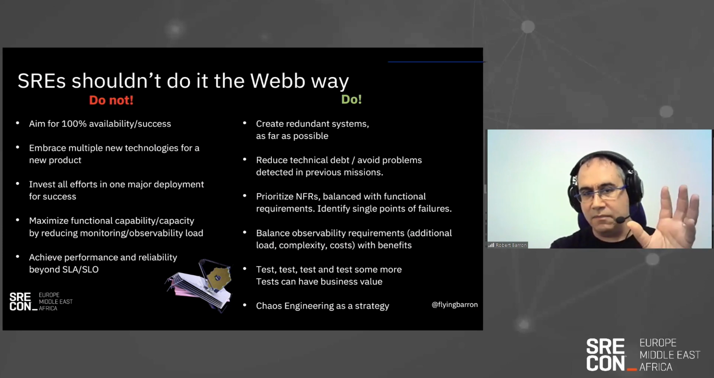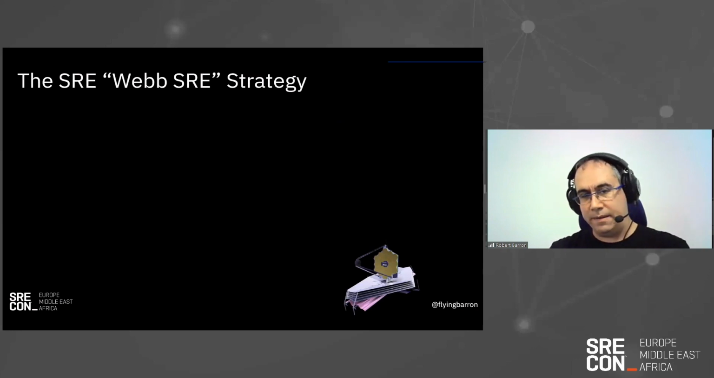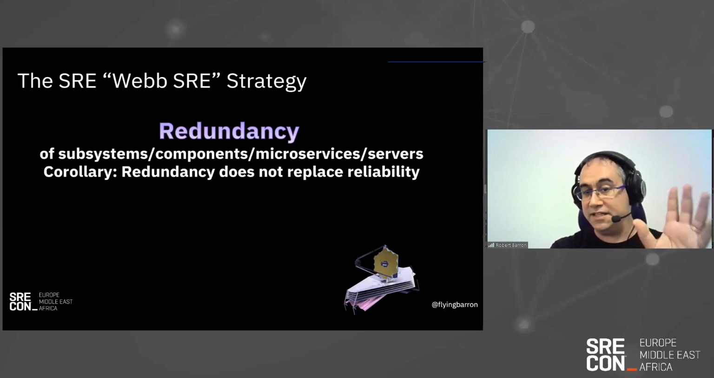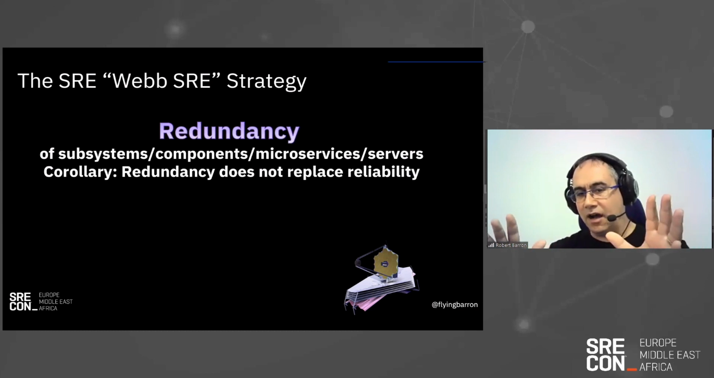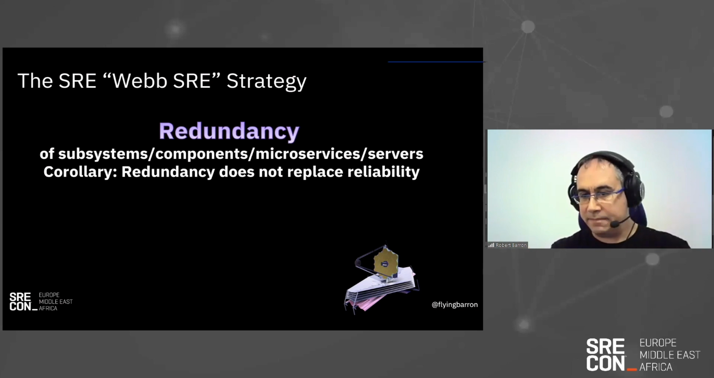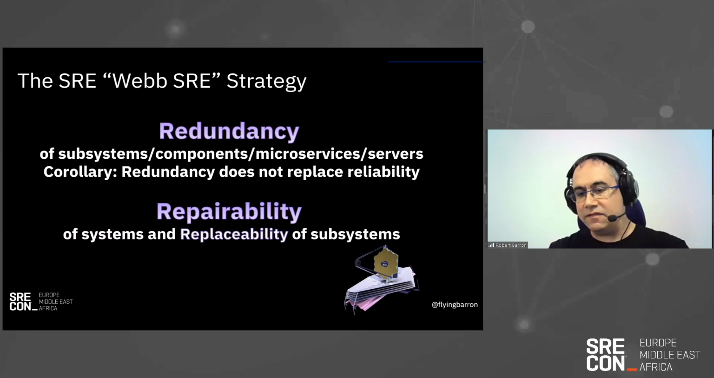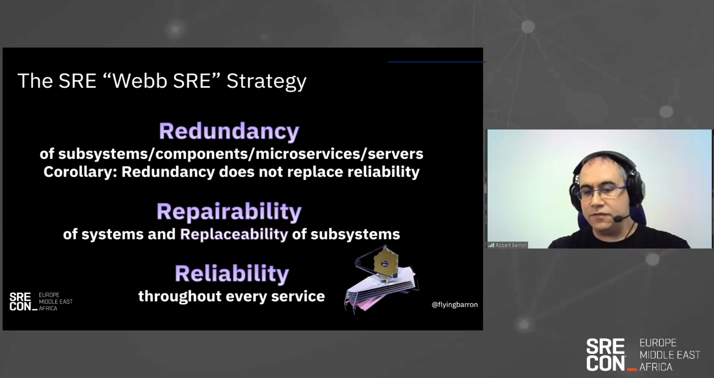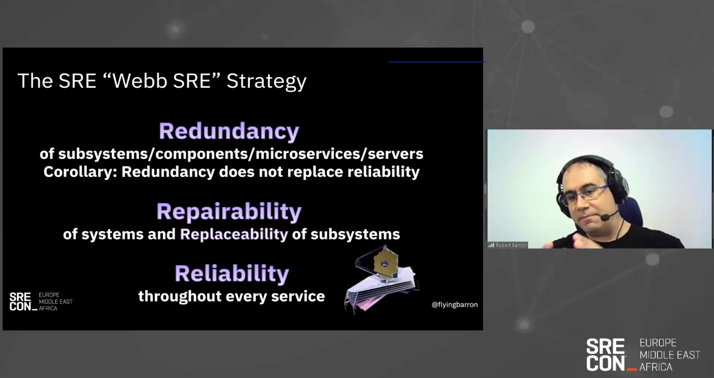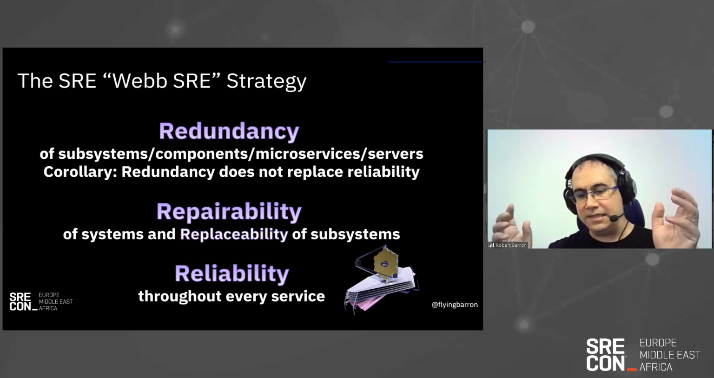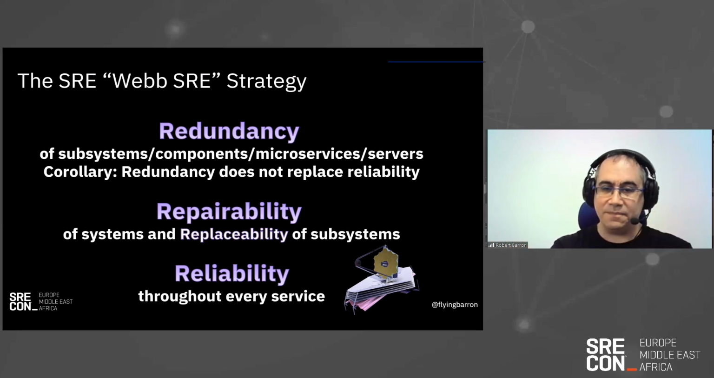To summarize what I think SREs should take from Webb, and I'm using a much larger font so it's easier to read, is just redundancy of our systems. And we also need to remember that redundancy does not replace reliability. Repairability of our systems or replaceability of our subsystems, and of course, reliability throughout every service as much as possible. So if you only remember 3 words out of this whole session: redundancy, repairability, and reliability. That is my message. This is what I would like us to learn from Webb.